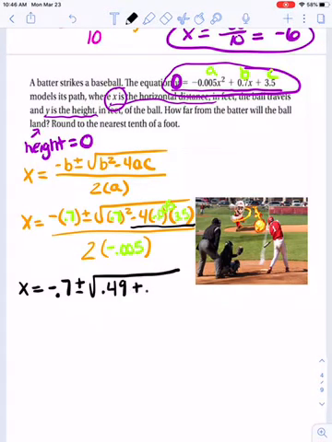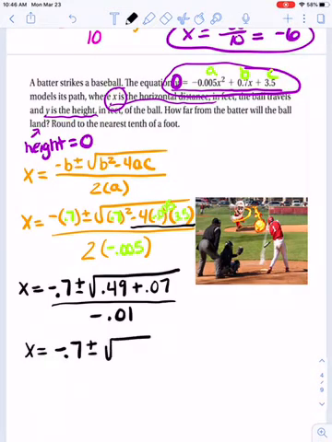And it's positive, right? Because it's a negative times a negative, which is a positive, times a positive, which is still going to be a positive, all over a negative 0.01 if I take 2 times negative 0.005. So from here, I'm just going to go ahead and add what's inside under my radical. So I get negative 0.7 plus or minus the square root of 0.49 plus 0.07 is 0.56 divided by negative 0.01. So I'm going to simplify.